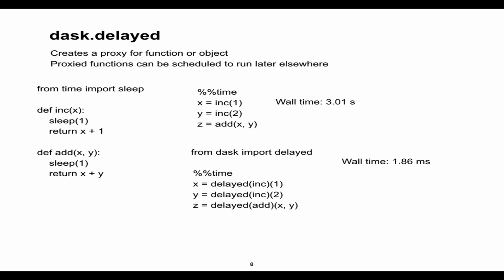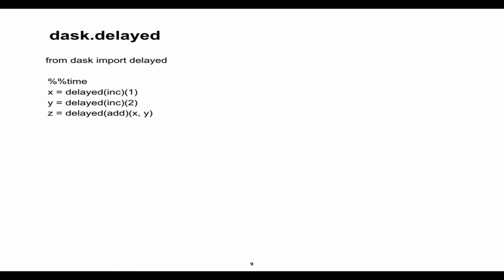Now we can import delayed from Dask. The key thing here is the syntax: delayed, the function you want to call, and then the argument list. It basically puts a wrapper around it, and when you run this, it takes basically no time, but it's not doing anything. It won't do anything until we actually call compute on it.